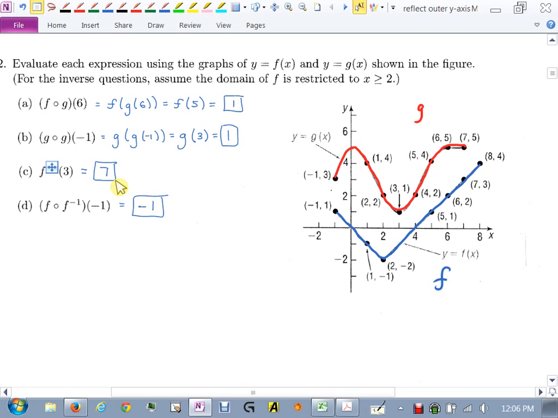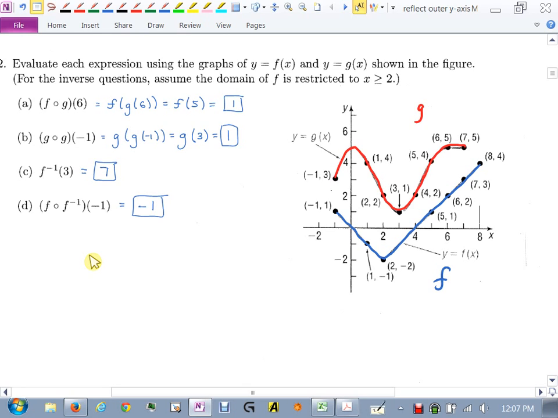Does that make sense or not? The original function f takes the value 7 and maps it to 3. Takes the number 7 and sends it to 3. That's what f does. The inverse should take 3 and send it back to where it came from, back to 7.